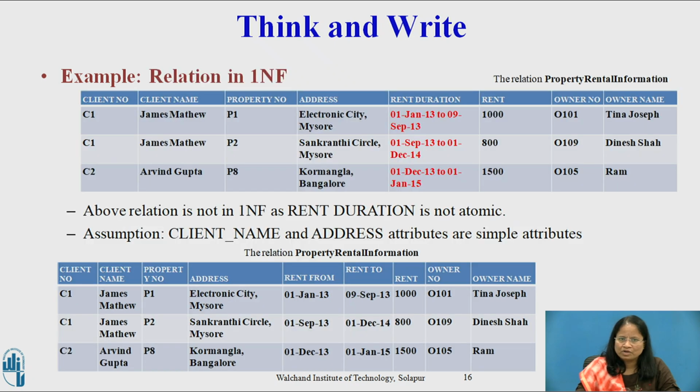I hope all of you have completed this activity. The above relation is not in 1NF as rent duration is not atomic. We make the assumption that client name and address attributes are simple attributes. So split the rent duration attribute into two attributes, rent from and rent to. This leads us to the property rental information table provided below. Now this table is in first normal form.